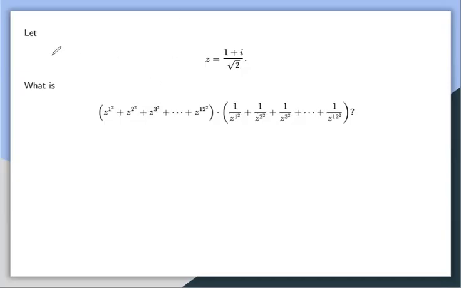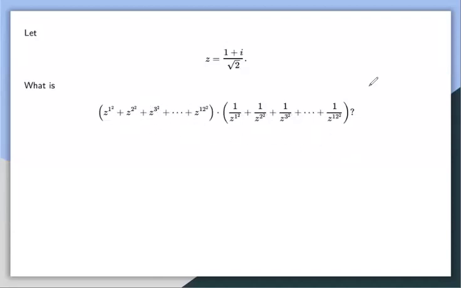So this was a number 20, I guess. And then this is a complex number. Actually, this was a 21. So this is an imaginary number, right? We are given a complex number z, and based on the given z, we want to multiply these guys.